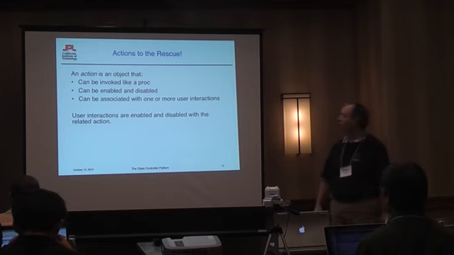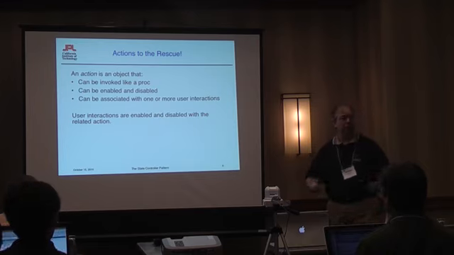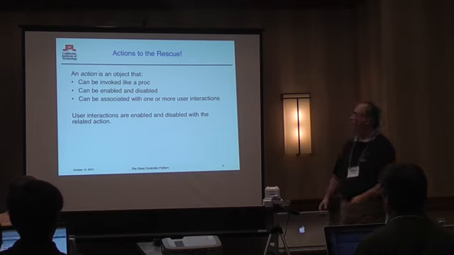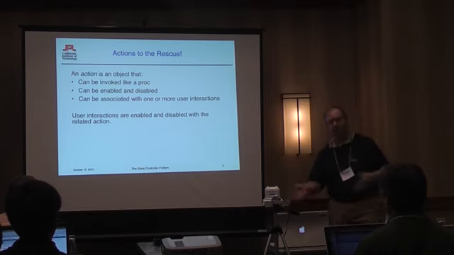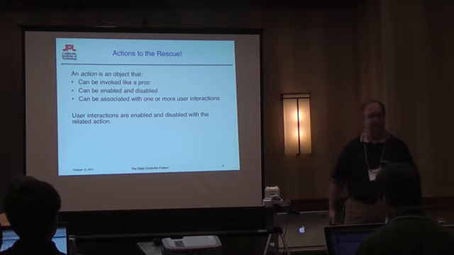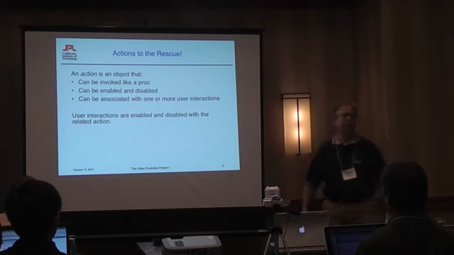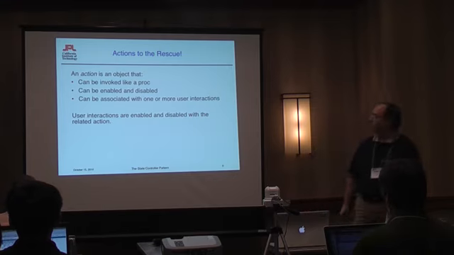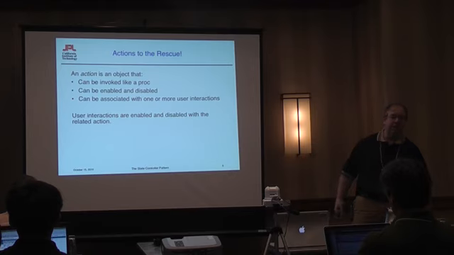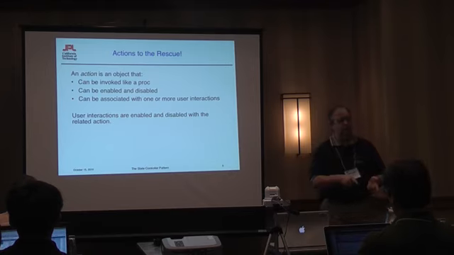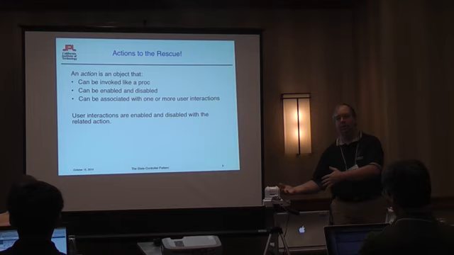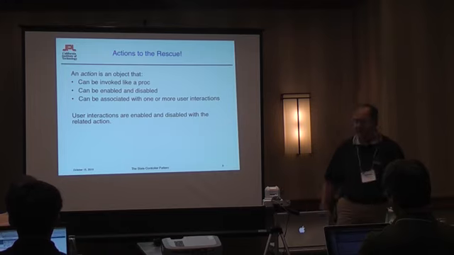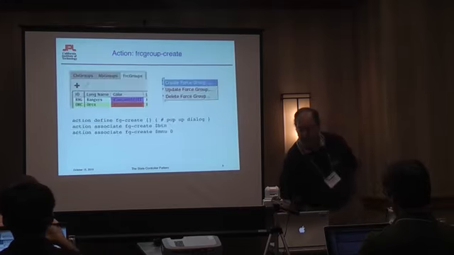You can associate it with one or more what I'll call user interactions: buttons, menu items, keystrokes. And the essential thing is that if you disable the action, then you disable the things that are associated with it as well. And that makes your life a little bit simpler because you don't have as many entities to deal with. If you've got one action that is invoked by two or three different user interactions, well, you disable just the one and there you are. Creating actions is fairly easy.